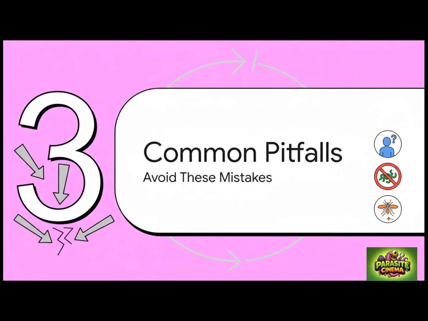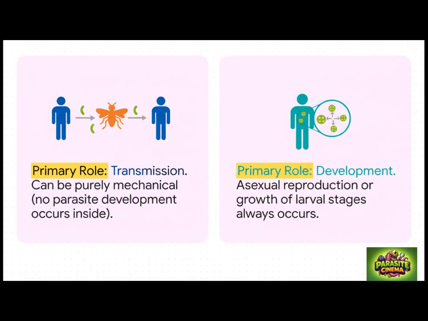Okay, you have the system. Now let's level up by looking at a few common pitfalls. Honestly, avoiding these mistakes is the fastest way to master this whole thing. The biggest point of confusion usually is between a vector and an intermediate host. So here's the key. A vector's job is transmission. An intermediate host's job is parasite development. Now, can one organism be both? Absolutely. The malaria mosquito transmits the parasite and hosts its development. But a housefly that's just carrying bacteria on its feet, that's a purely mechanical vector, not an intermediate host.